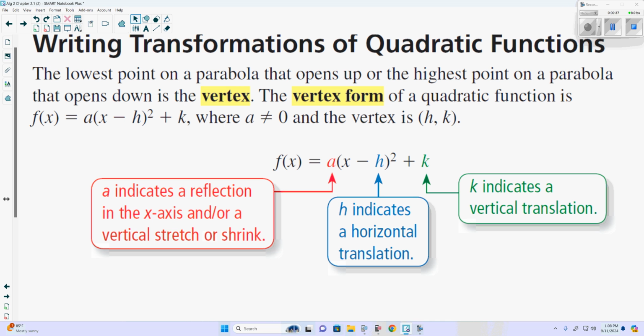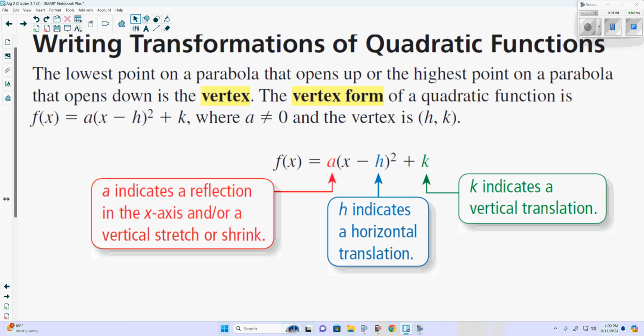Now, you don't have to write all this out. If you want to, you can. You don't have to. Because when we look at this here, the A value indicates a reflection in the x-axis and/or vertical stretch or shrink. The H indicates a translation horizontally, left or right. K is our vertical translation, up or down. And we've seen all this up to this point.